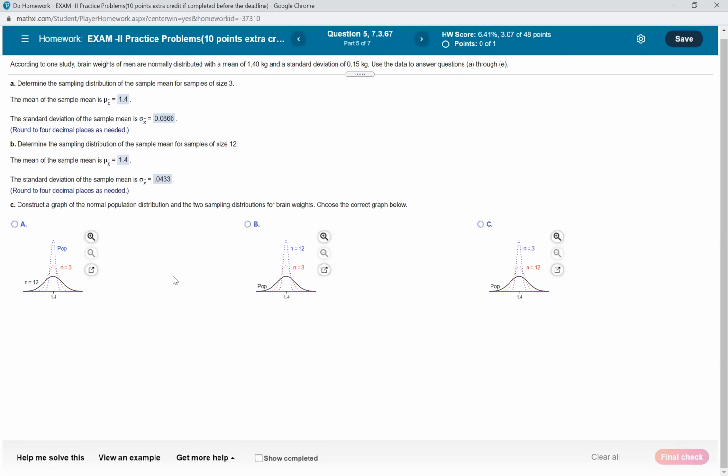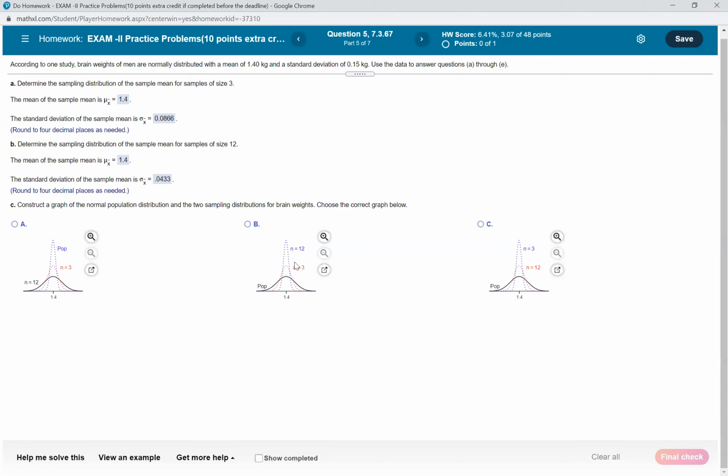Construct a graph of the normal population distribution and the two sampling distributions of brain weights. So it's the correct answer. Now we have to construct the normal curves for all of them. We can see the mean is 1.4, 1.4, 1.4. That's correct. When the sample size is larger, the variability or spread will be smaller. So if this is the population mean, then for n equals 3, that will be the sampling distribution for n equals 3.